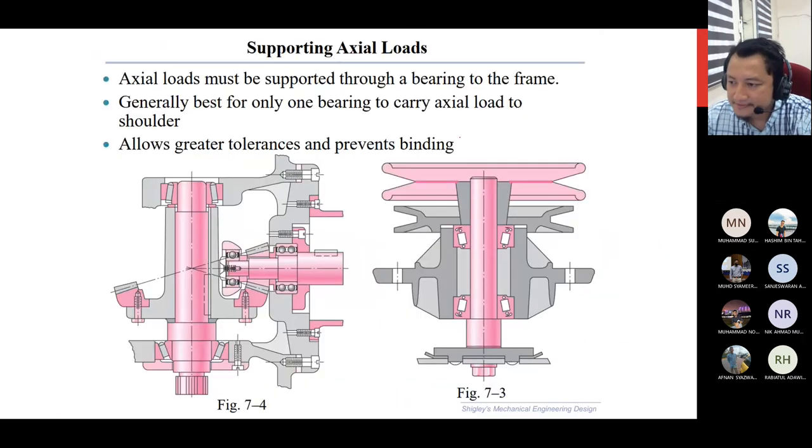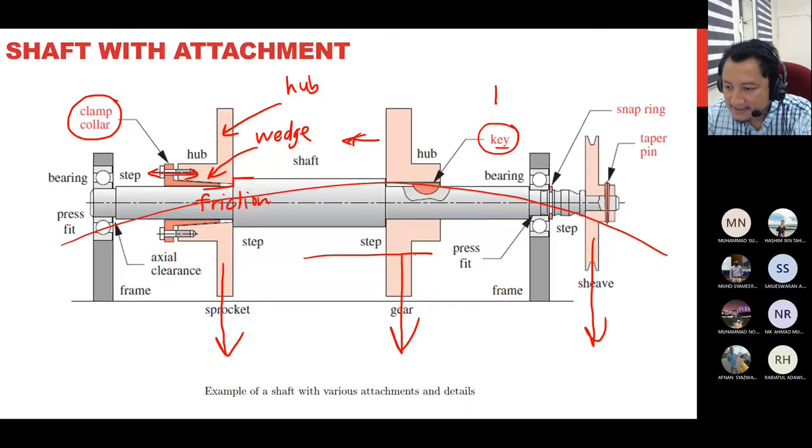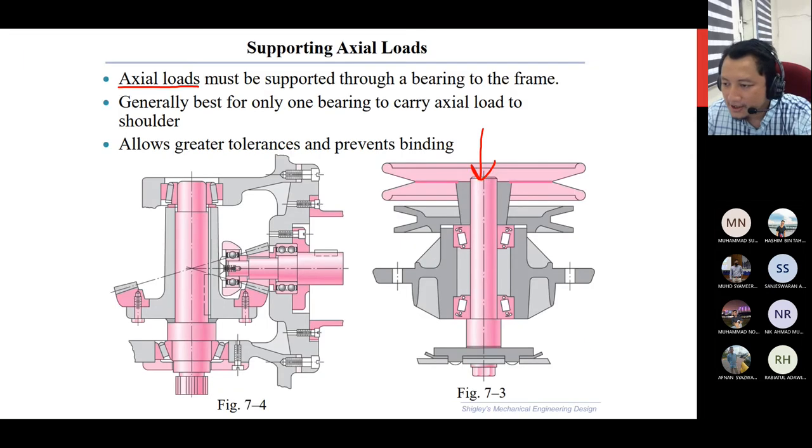But sometimes, you mount your shaft vertical. So when you mount your shaft vertical, it's carrying some axial load on your shaft. Something like this, it's going to carry some axial load. Meaning your force is somewhat like that, along the axis of the shaft. For this one, it's perpendicular, right? It's like 90 degrees. This one, it's along the axis of the shaft.